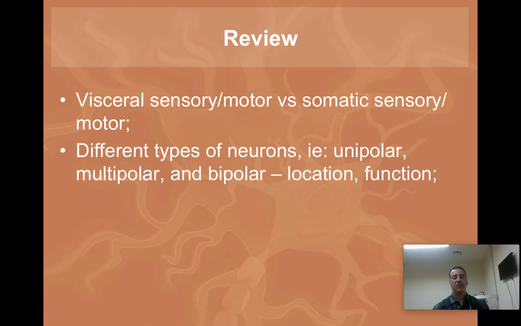Be familiar with different types of neurons, such as unipolar versus multipolar versus bipolar. Where are they located? Most of our multipolar are going to be up in our cortex in our brain, right? Because they have all those dendrites, and those dendrites are going to receive a lot of information, filter it down into one axon, which allows us to synthesize, integrate that information.